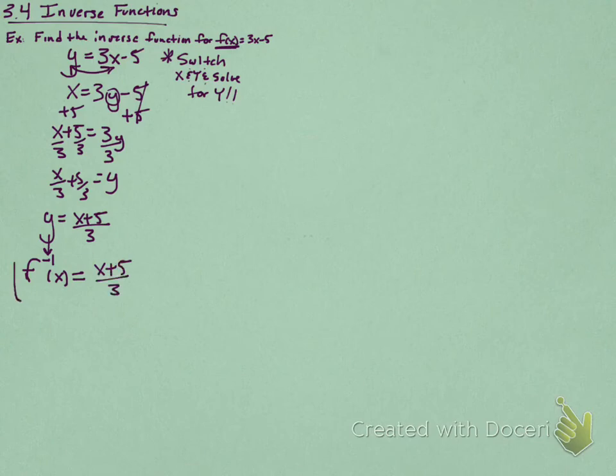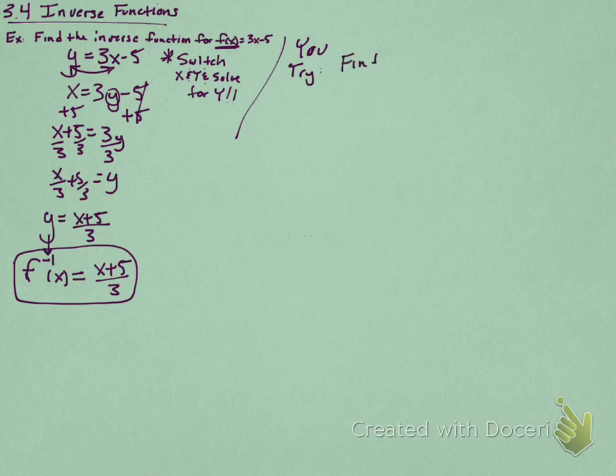And we'll talk a little bit more tomorrow about what it means that it's the inverse, and we can talk about an interesting way of verifying it. What I'd like you to try for me is the following. So you try the following problem. Find the inverse of f of x equals, let's do negative 3x plus 1.